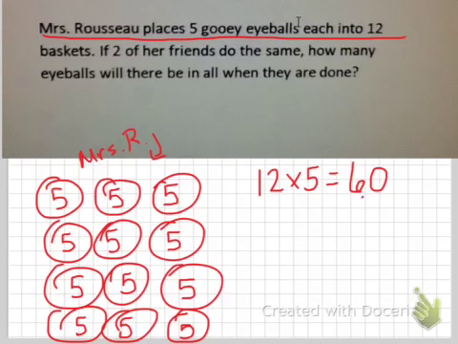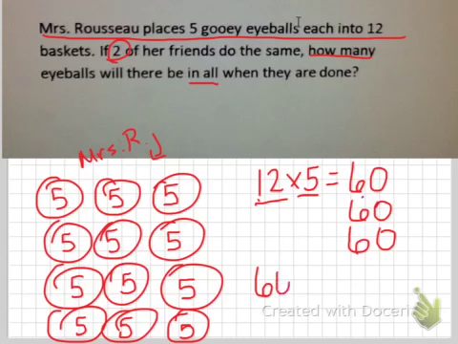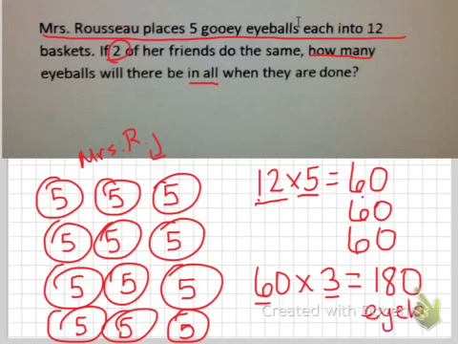But does the question ask what Mrs. Russo did? We want to know how many will there be in all. We know that her 2 friends did the exact same thing. So if another friend put 5 eyeballs into the 12 baskets, that's going to be 60, another 60, and then if I do it again, another 60. Or I could say 60 times 3. And remembering from past lessons, I take the base problem, 6 times 3, which is 18, and add a 0. So there would be 180 eyeballs in the baskets when they were finished.